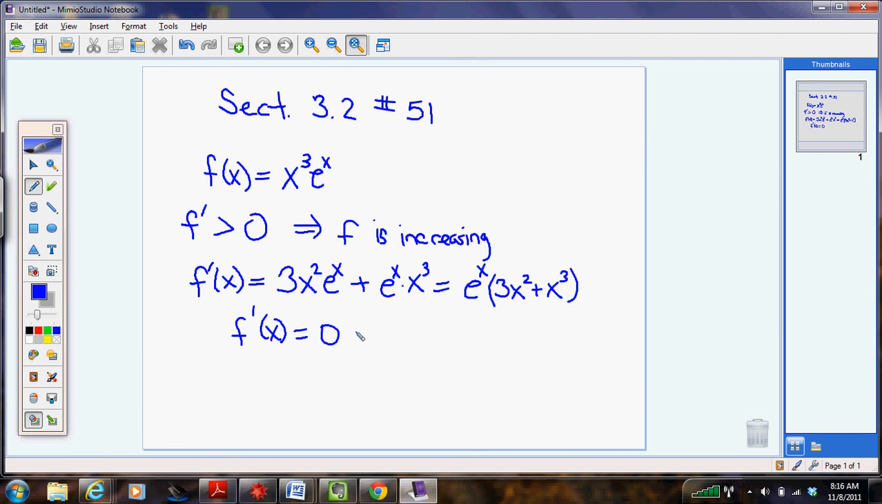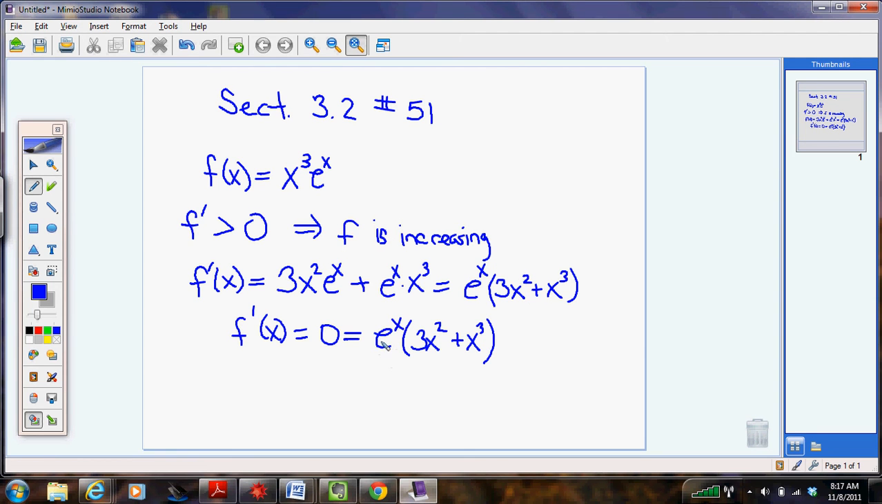And f prime of x is equal to 0 when this expression that I just wrote is equal to 0, and that expression is e to the x times 3x squared plus x cubed. Now, at this point in solving this, hopefully one of the first things that comes to mind is the zero product property. I'm multiplying two things together and the result is 0. And the only way that can happen is if one or more of the factors themselves happen to be 0 at particular values of x.